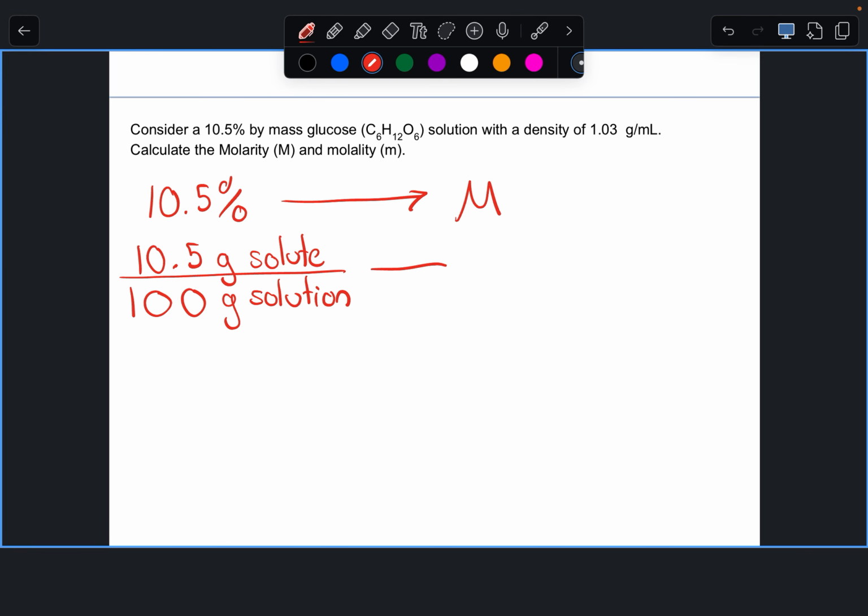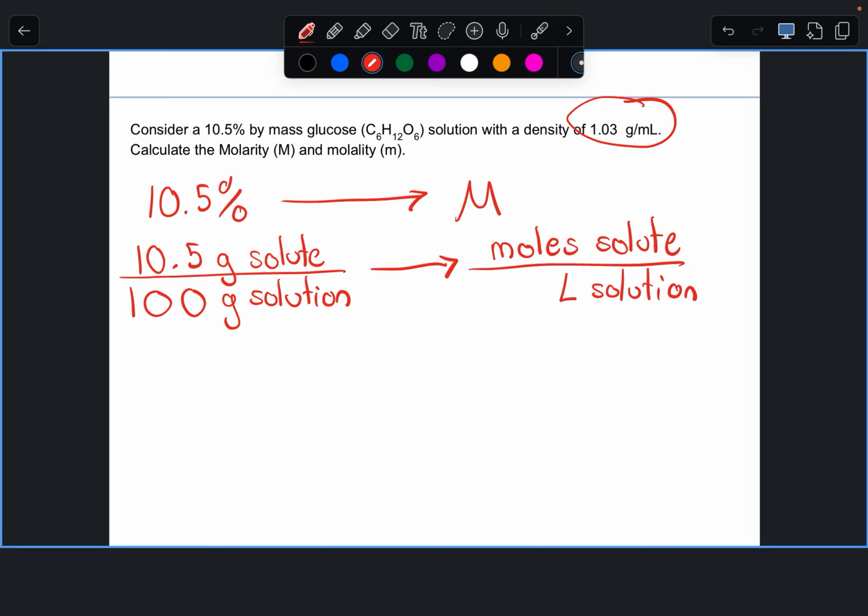So I'm going to rewrite that, like redefine that in its units. So that's moles of solute over liters solution. Okay, so the top shouldn't be too hard. That's just a gram to mole conversion. The bottom, though, is where we're going to need to use the density, because that's what helps us convert from grams to a volume.